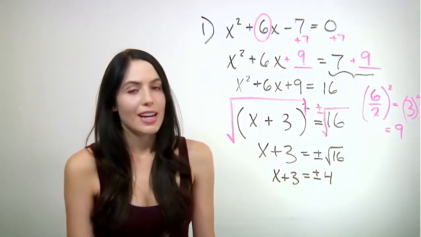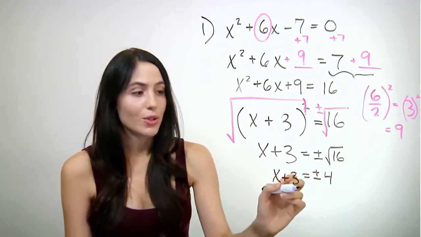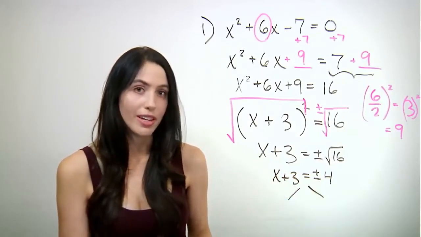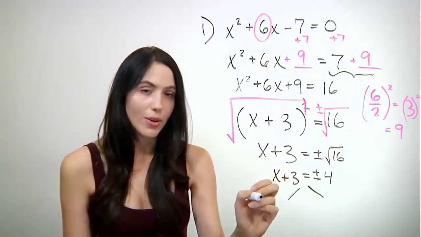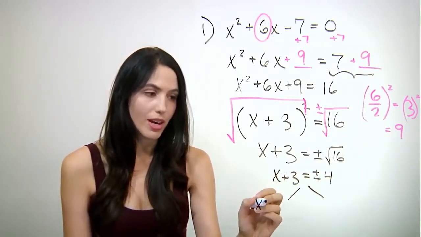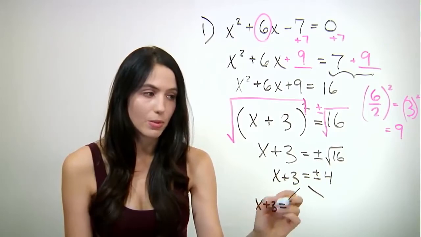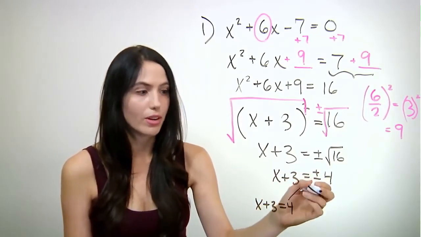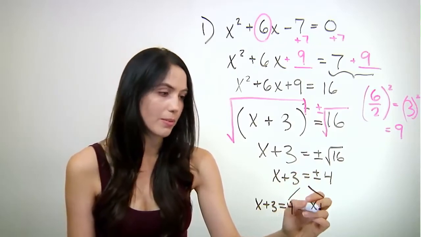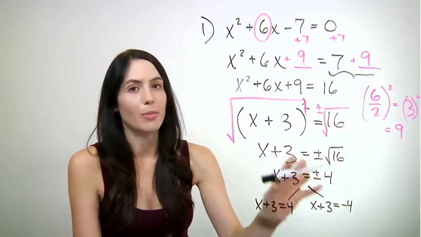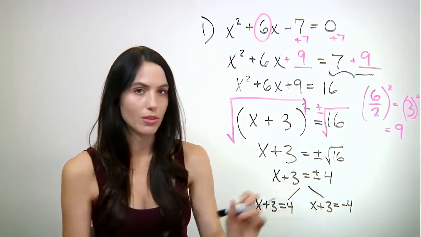The easiest thing now is to separate this into two solutions. You're going to solve for two different answers. One equation you can write using the positive version, so x plus 3 equals 4. And the other one, you'll use the negative 4 version, x plus 3 equals negative 4. It's very important to separate it out because you will end up with two solutions.